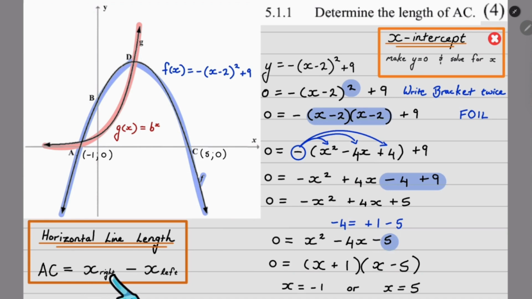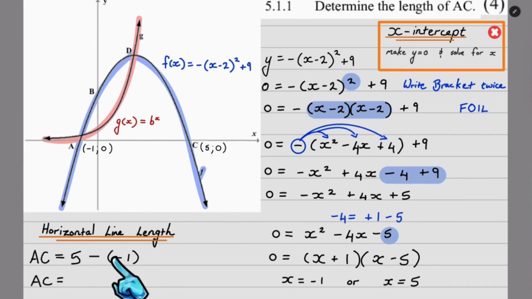The x value on the right is 5. And the x value on the left is -1. And then a minus and a minus give you a plus. So 5 plus 1 will be 6. And then just make sure to slap the word units onto that.